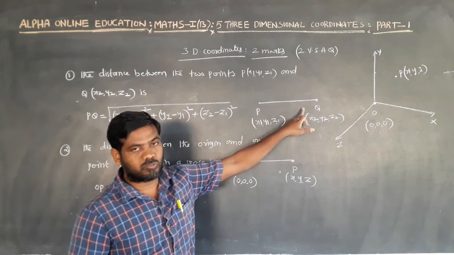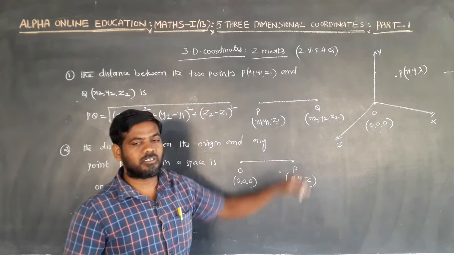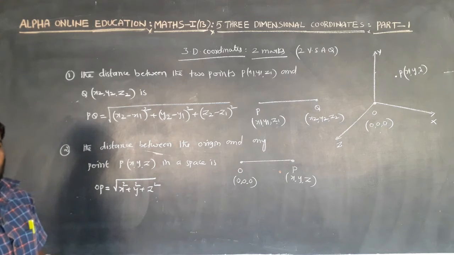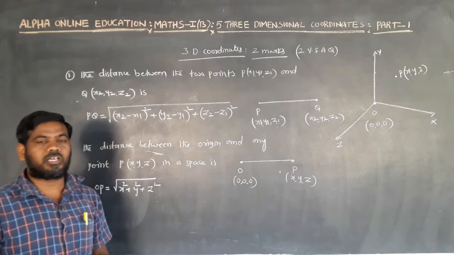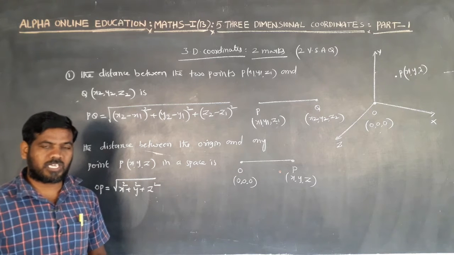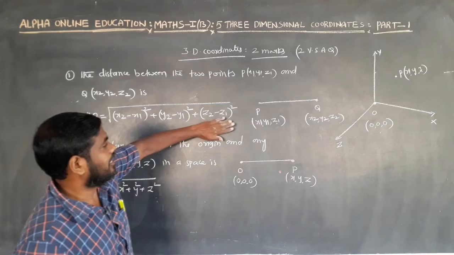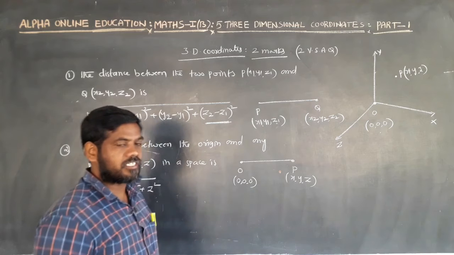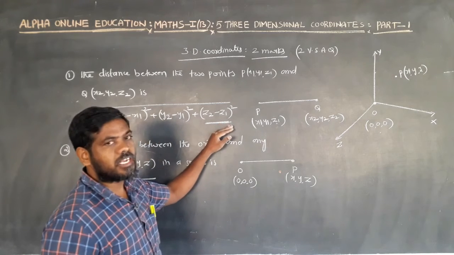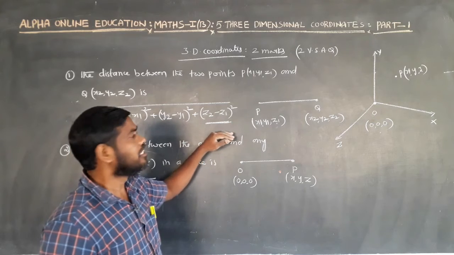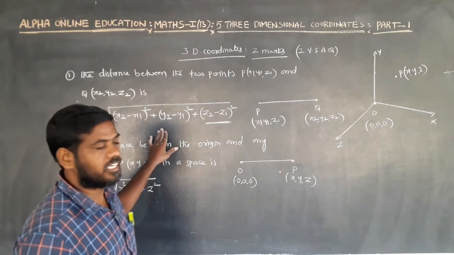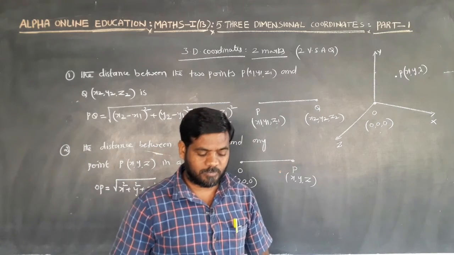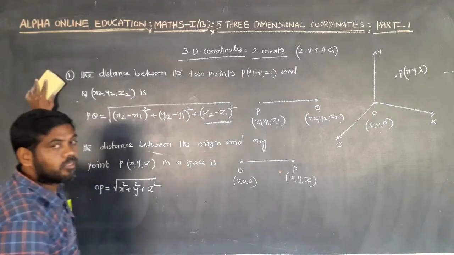Again, the distance between the 2 points P(x1, y1, z1) and Q(x2, y2, z2) is under root of (x2 minus x1) whole square plus (y2 minus y1) whole square plus (z2 minus z1) whole square. This is the formula. The extra added term, (z2 minus z1) whole square, is not in two-dimensional coordinates; it makes this three-dimensional. Now solving one or two problems using these formulas.